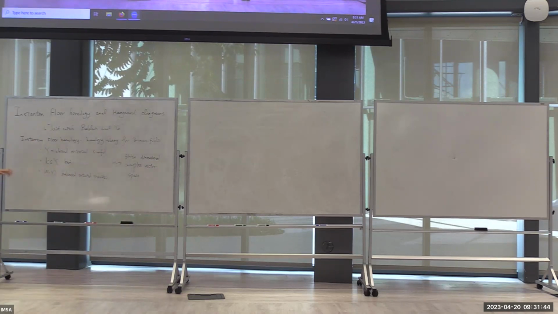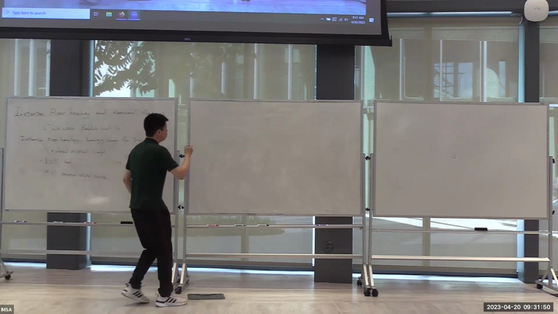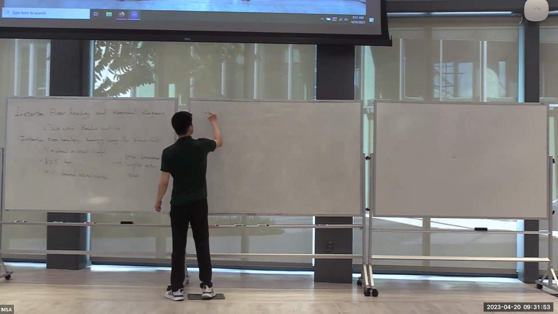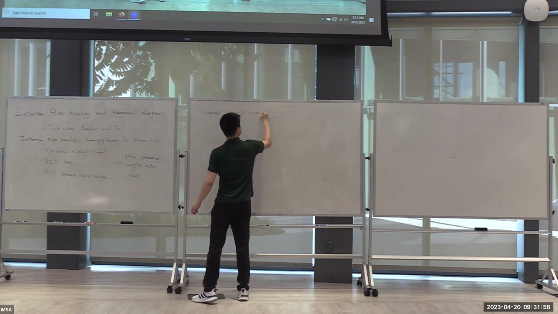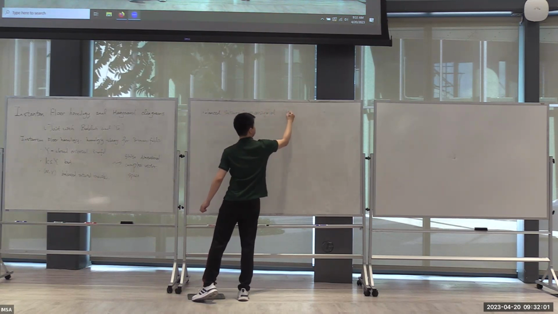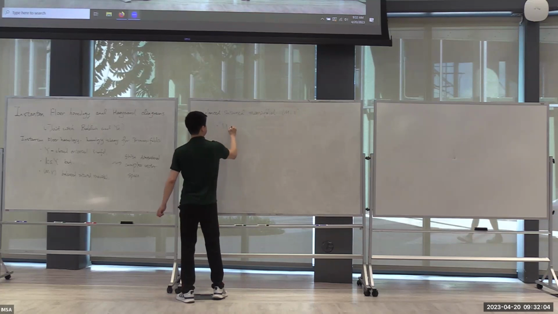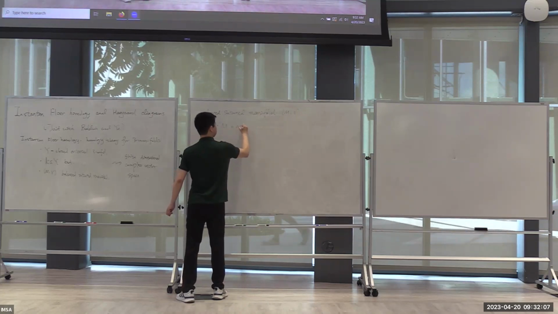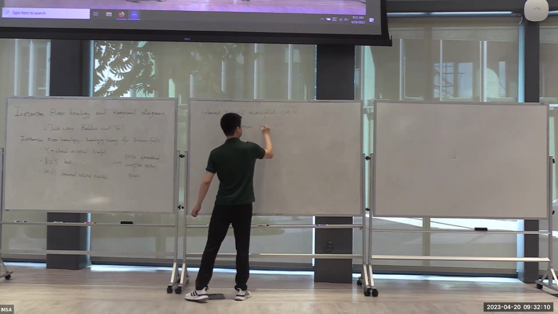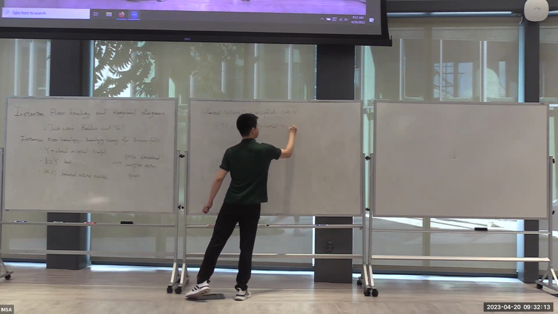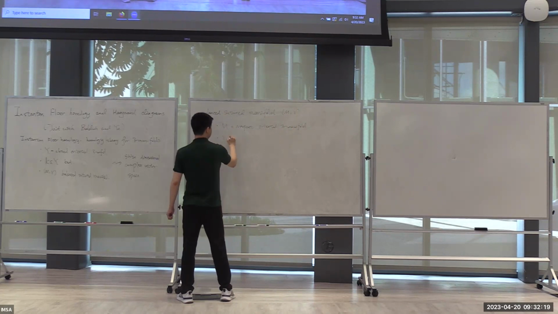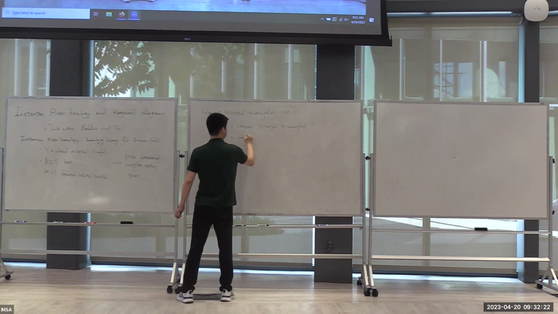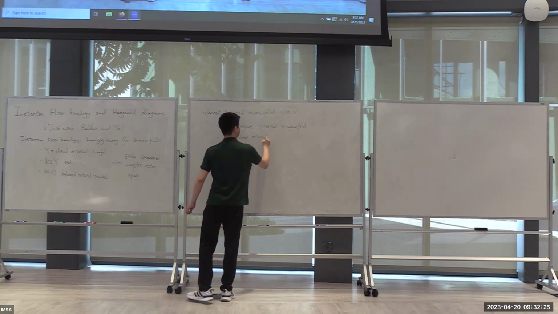I guess people are more familiar with knots and three manifolds, so let me roughly explain what a balanced suture manifold is. It's a pair M and gamma, where M is a compact oriented three manifold, and gamma is a closed oriented one manifold on the boundary of M.